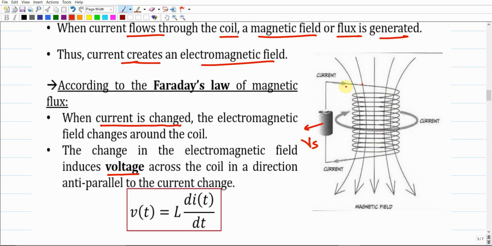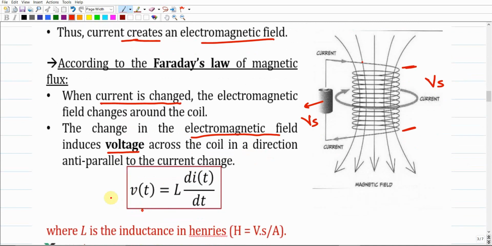But because of the magnetic field, the voltage or the electric energy here will be different than there. So we're going to end up with some voltage drop or voltage difference. This is the volt, which is just the difference in the energy between the two ends of the coil. So the change in the electromagnetic field will induce some voltage drop or energy change across the ends of the coil in a direction that is anti-parallel to the current.